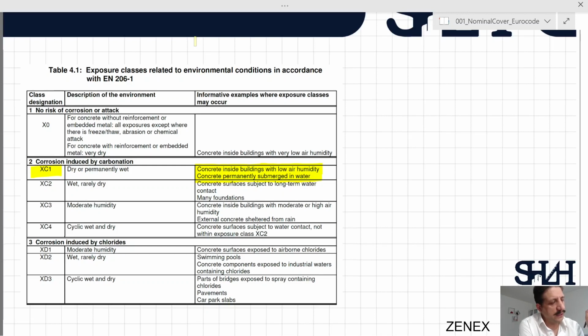The next one is XC2, wet or rarely dry: concrete surfaces subject to long-term water contact. For example, many foundations. Even in the summer, we might have some humidity inside the soil. As a result, these types of structures, linear foundations, pile caps, are wet, rarely dry. As a result, they are categorized as XC2.